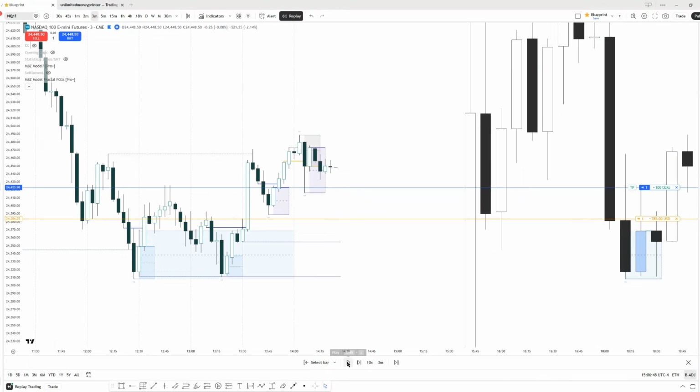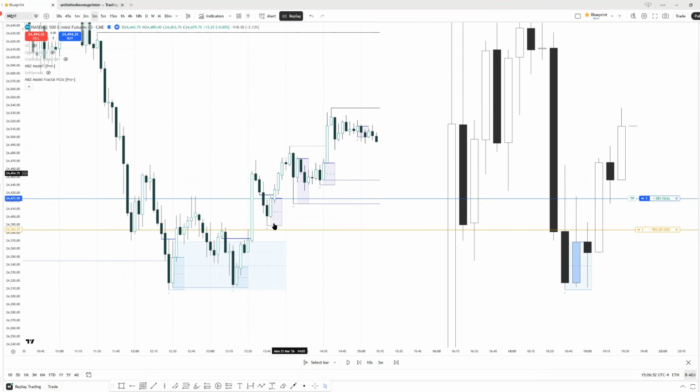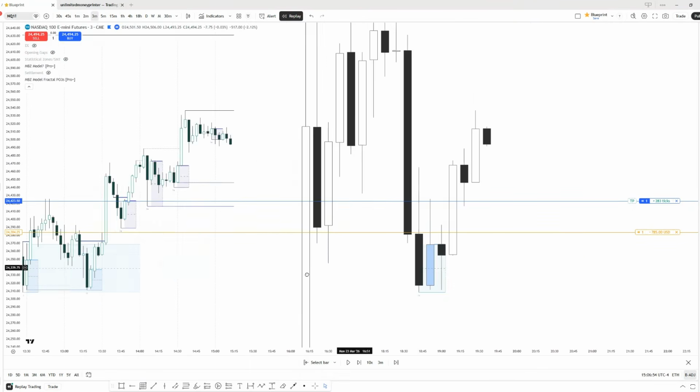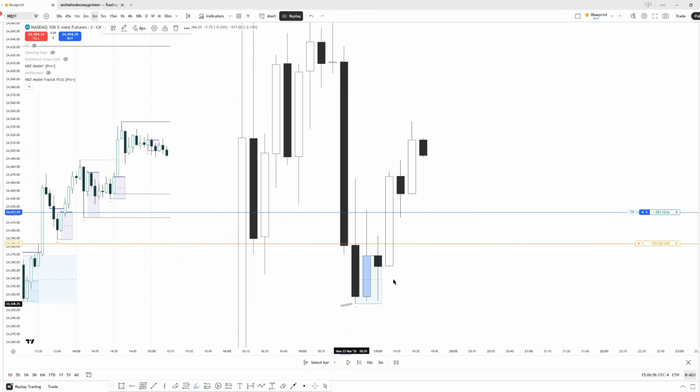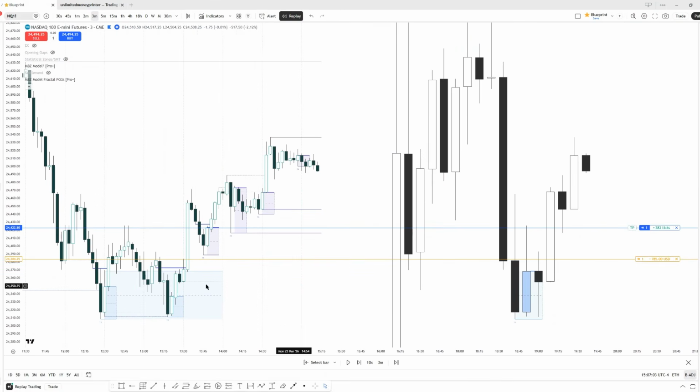This is just bar replay, but you can see how we're pretty much ignoring any bearish opportunity and focusing on the bullish opportunities because of that fractal alignment. So anything bearish on the lower time frame, we're pretty much ignoring and focusing just on the bullish opportunities, because again, this is a bullish opportunity on the 30-minute.